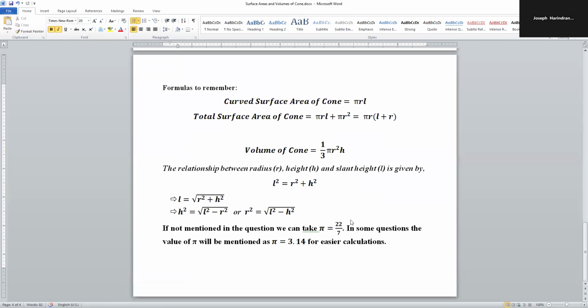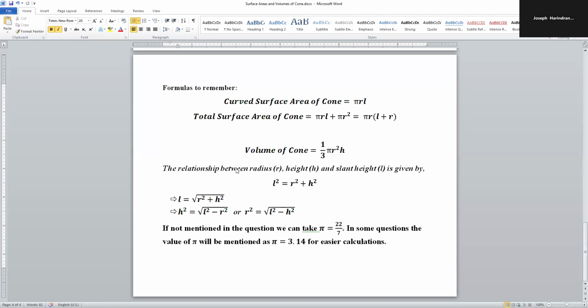The formulas to remember in this chapter are: curved surface area of a cone is equal to pi r l. Total surface area of cone is equal to pi r l plus pi r squared. You take pi r outside, you get pi r into l plus r. Then we have volume of cone is equal to 1 by 3 pi r squared h.